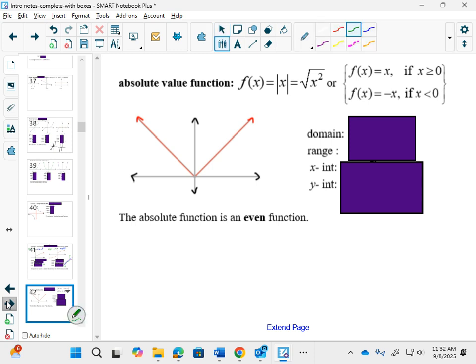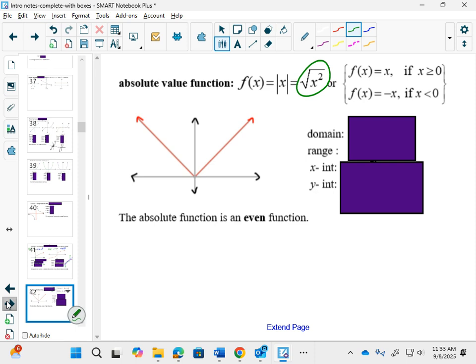Here is a way that I think you don't normally write your absolute value function. This is true. We did this in grade 11. Did you know that the square root of x squared is the absolute value of x?